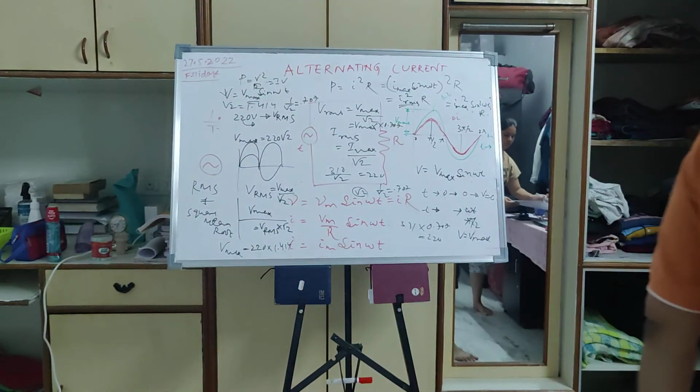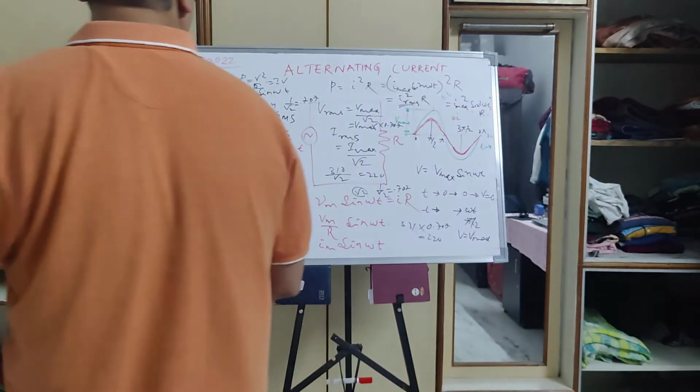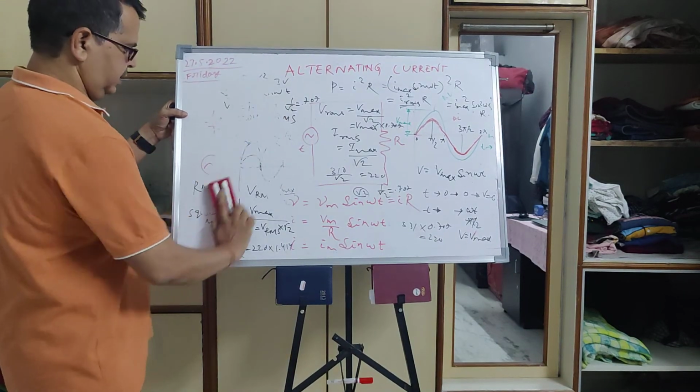So we will solve one numerical of a resistive circuit. Okay, we will just solve it.